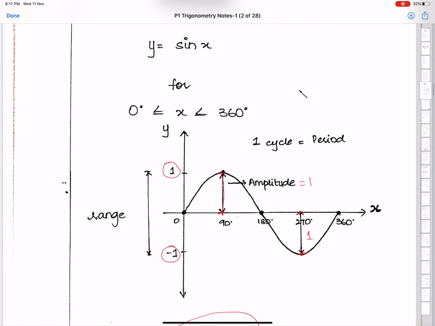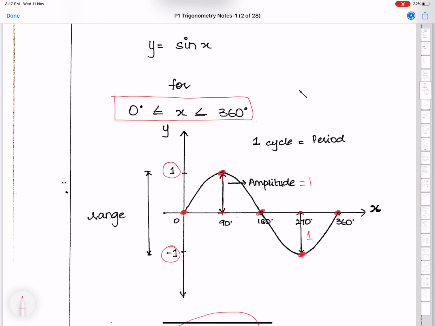Sine x. We have to sketch sine for this domain, and you must know the important points of the sine curve. If you are making the sketch manually, then you must know the following values of sine theta. Sine 0 is 0, sine 90 is 1, sine 180 is 0, sine 270 is -1, and sine 360 is 0. So if you know these points, you can draw this sketch manually.